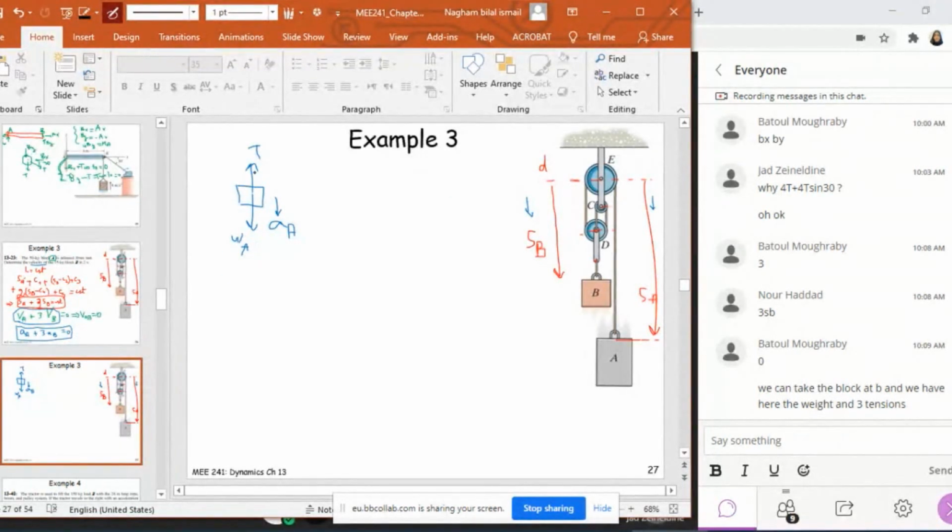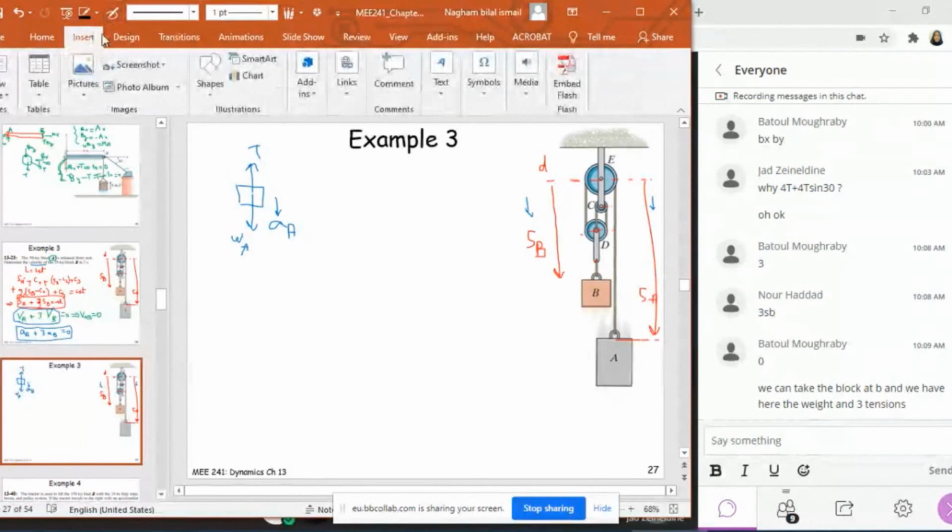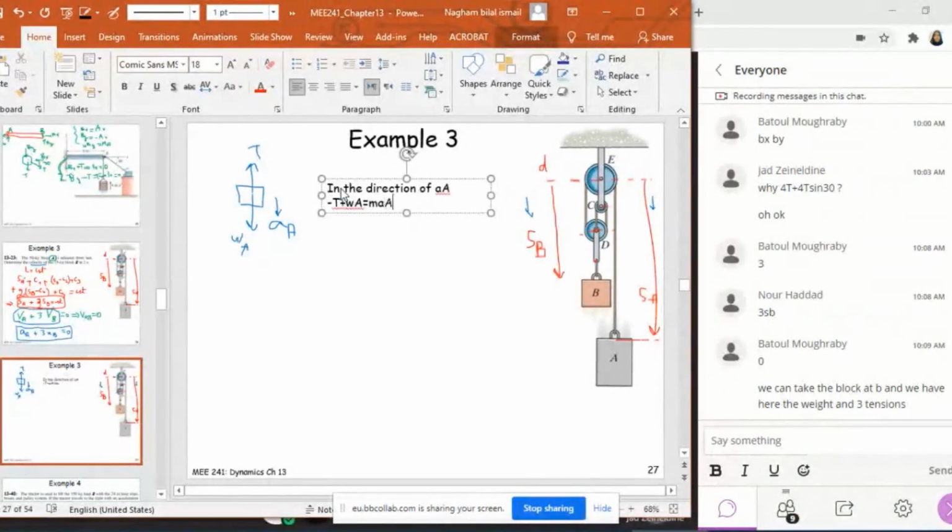Now, guys, you have two options: either apply the sum of forces in the direction of aA, or apply the sum of forces in the Y direction. You're going to have the same answer, but I want you to see the difference. For the first one, in the direction of aA, what will be the equation? It is minus T plus WA is equal to mA aA, right?